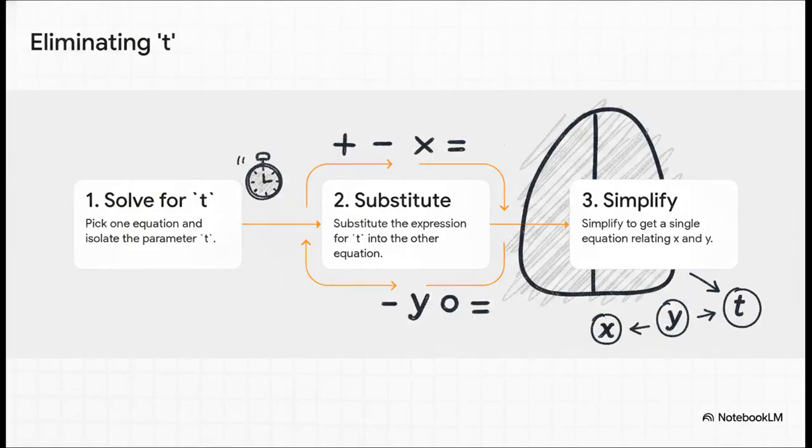It's a process called eliminating the parameter. So how do we get back to a regular xy equation? It's actually a pretty straightforward algebraic trick. First, you just pick one of the two equations and solve it for t. Then, you take that expression for t and you plug it into the other equation. After you clean it up a bit, you're left with a single equation that just has x and y. This reveals the underlying shape of the curve, but without all that extra information about direction and time.